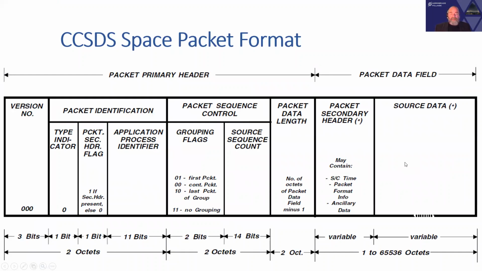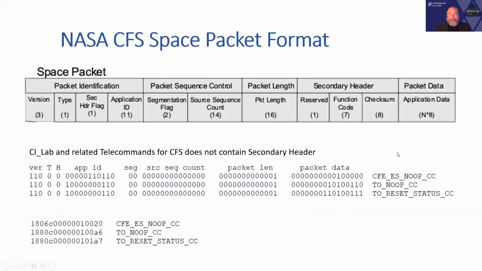The CCSDS packets that we're processing have a primary header composed of packet identification, packet sequence control, and packet data length. It also has an optional secondary header that can be included as part of the data field. Some of the NASA core flight system software indicated the secondary header was actually a mandatory field, but I did not find that to be true in the open source release.